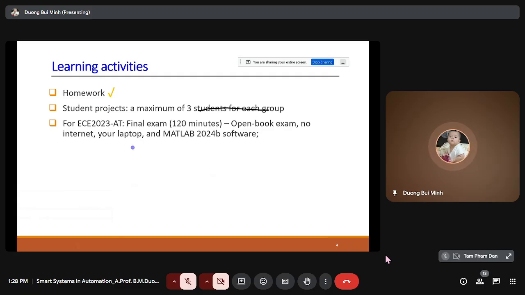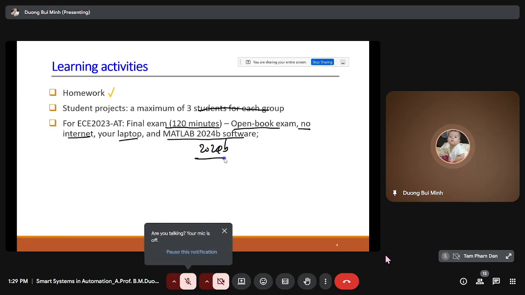So we have the final exam, 120 minutes. This is an open book exam, but of course you have no internet access. You can use your laptop, and you need to install the MATLAB software 2024B. Today you should make sure you have already installed the MATLAB software, because the TA cannot help you to run the MATLAB.